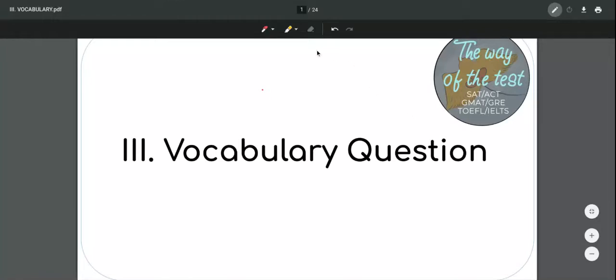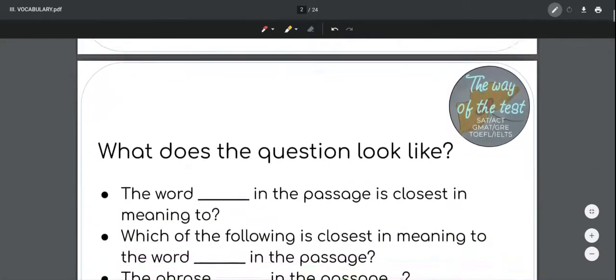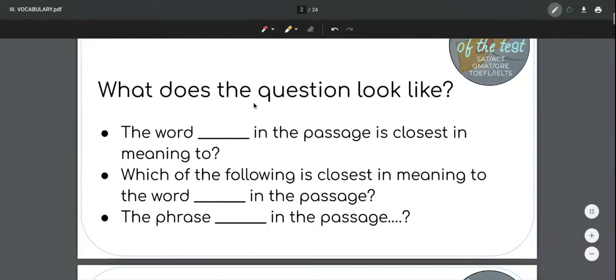In this video, we're going to check the vocabulary question. This is the third question type. What does the question look like? The question will ask you about either a specific word or a specific phrase. It will always link to a specific word or a specific phrase in the text, and it will always be highlighted. So you won't have to look or scan the text in order to find the word.